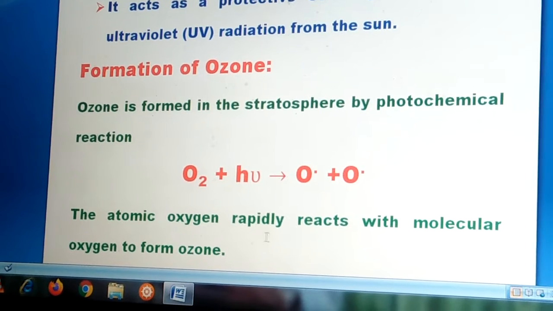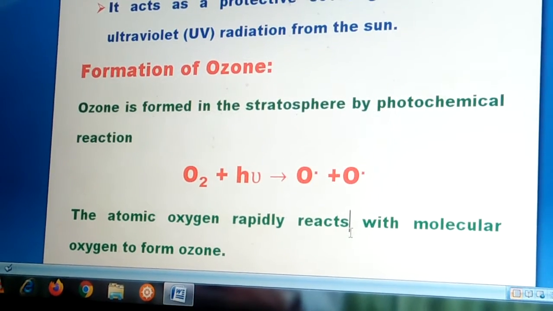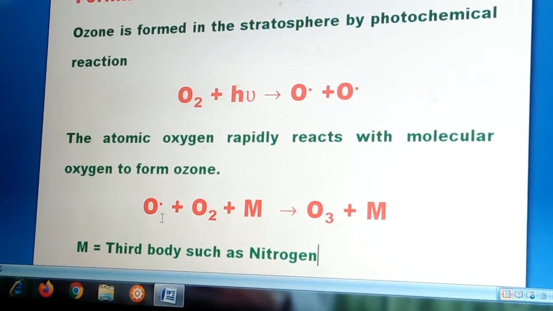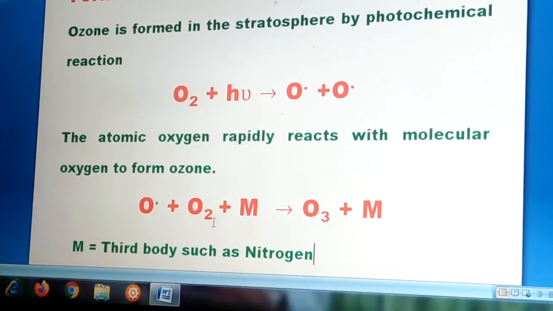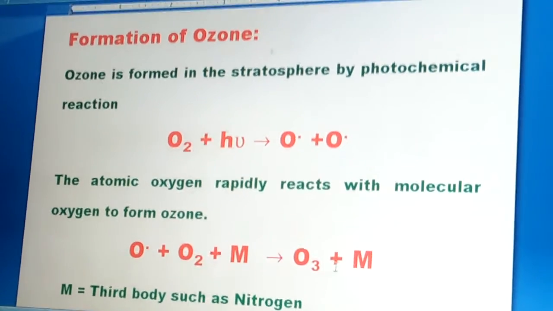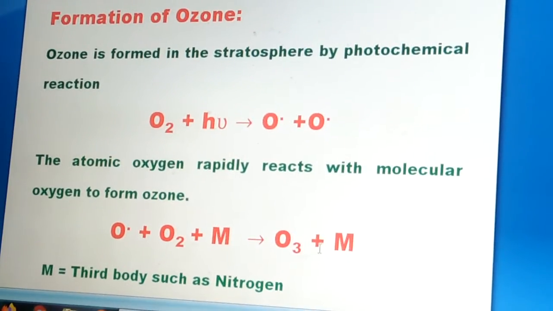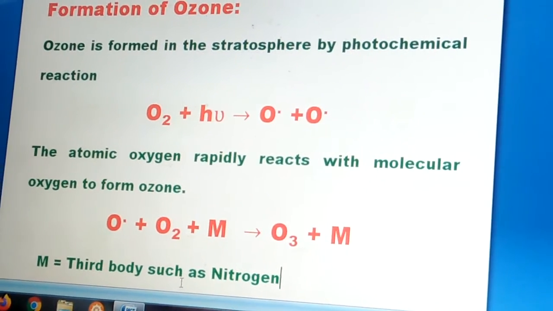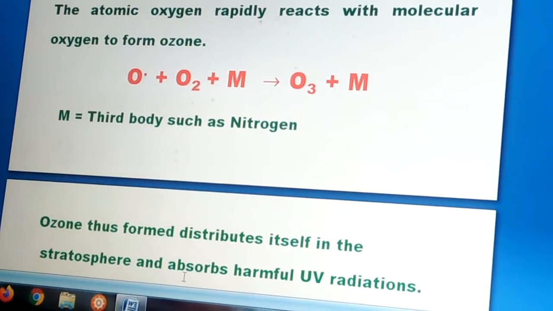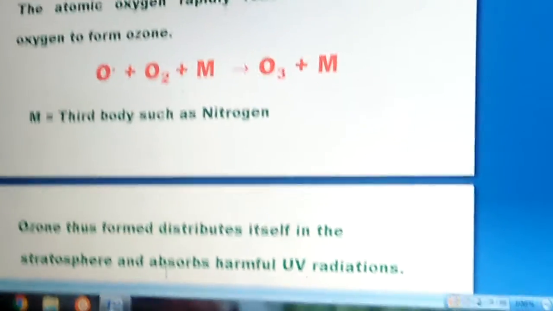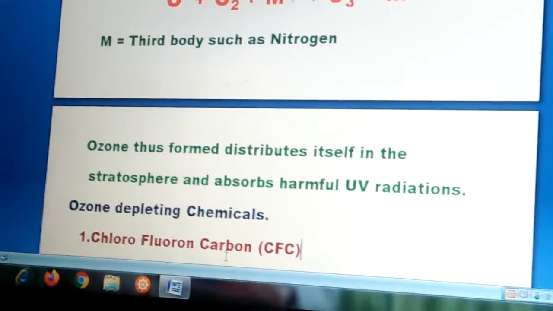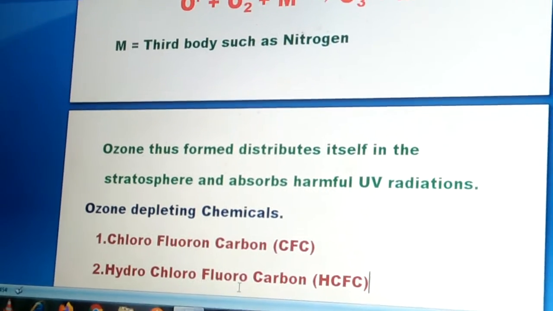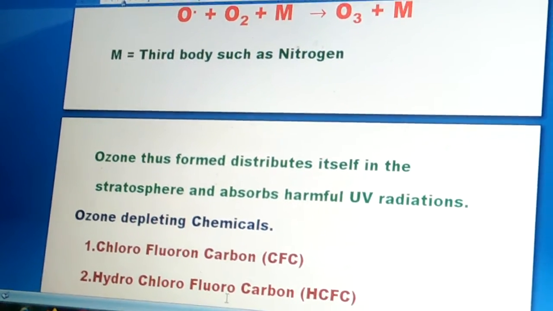Now, this atomic oxygen rapidly reacts with molecular oxygen to form ozone. You can see the equation here. This O•, the atomic oxygen, is going to react with the oxygen molecule to give ozone, O3. What is this M that I have put here? This is a third body, for example nitrogen. The ozone thus formed distributes itself in the stratosphere and absorbs harmful UV radiation. This is acting as an umbrella for us, protecting us from the harmful UV radiation coming from the sun.